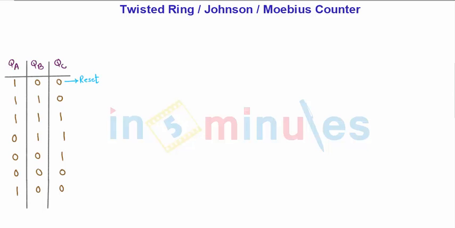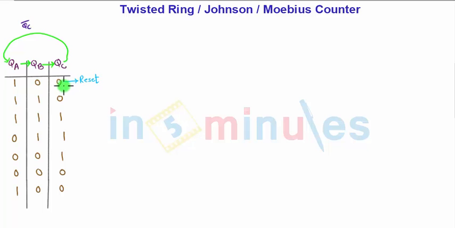Because for each coming clock cycle, the first, second, third, the positions are shown here as per the clock cycle. QA position will be shifted to QB, QB position will be shifted to QC, and QC bar is shifted to the position of QA. That's why it is called a twisted ring. For the very first case, that is 100, that is nothing but our reset position for the counter.